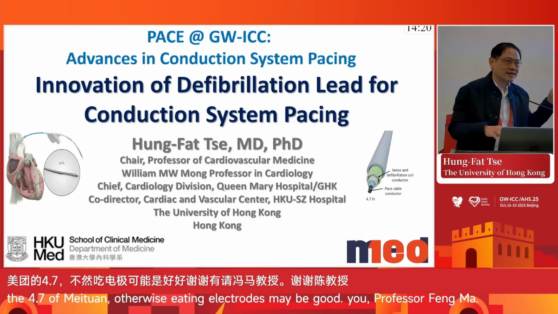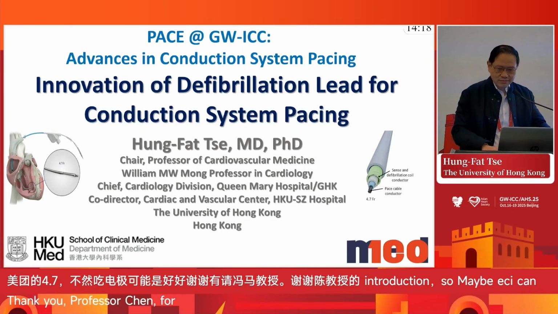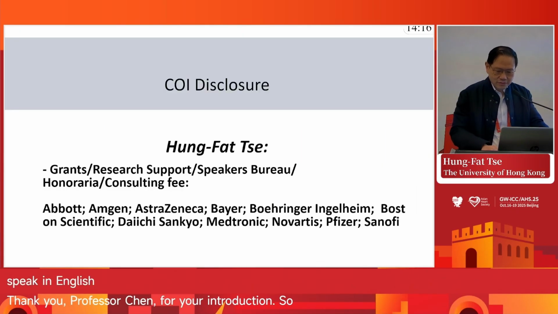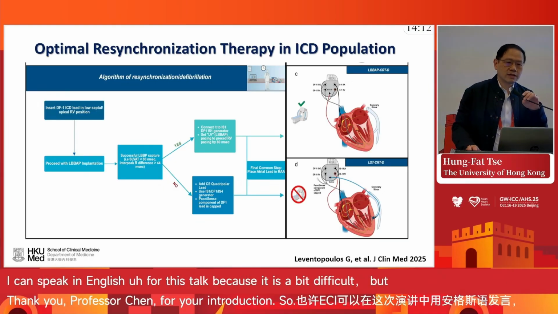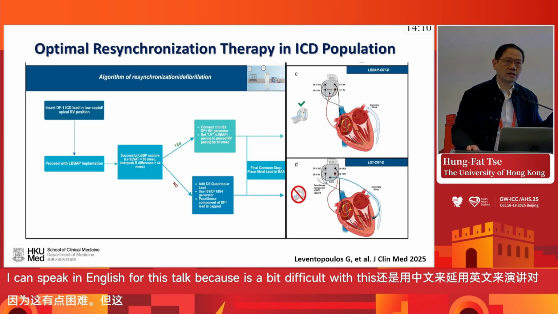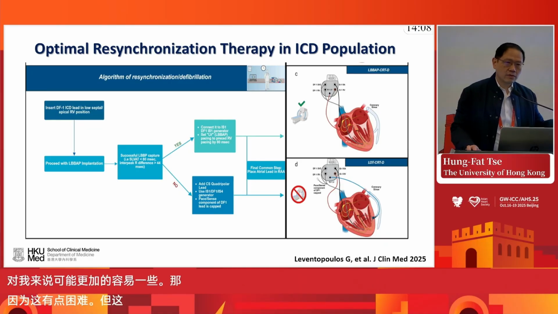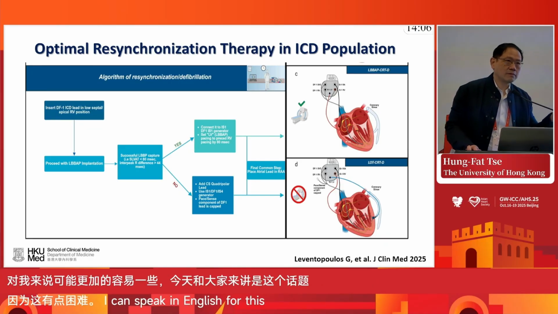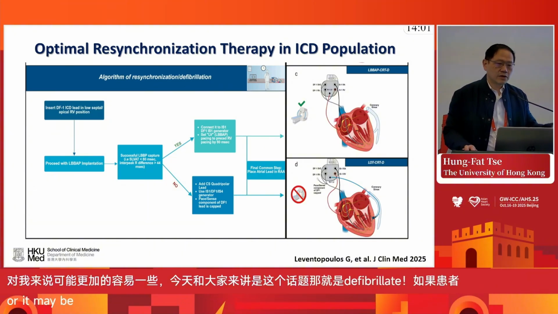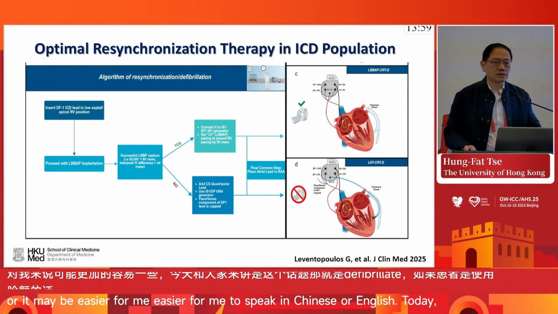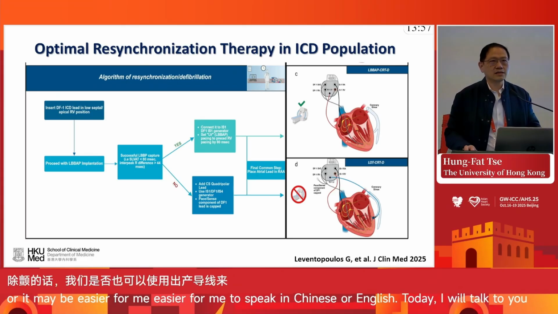Maybe it's easier if I speak in English for this talk. I think we talk about a lot of conduction system pacing. The issue here is that we are stable now with the pacemaker, but how about in patients who need a defibrillator? I think this is the difficult part. If you think about conduction system pacing, you also need the ICD.